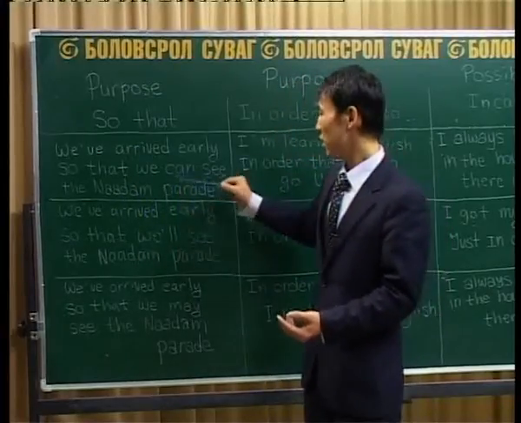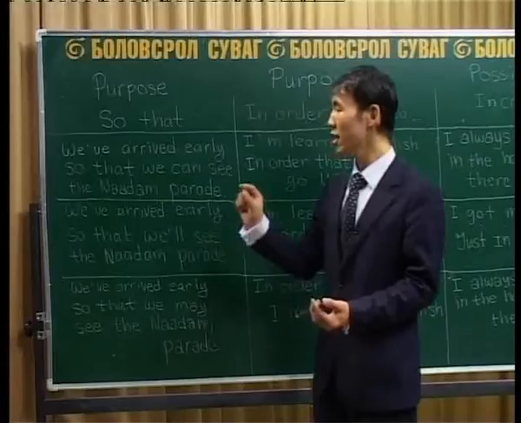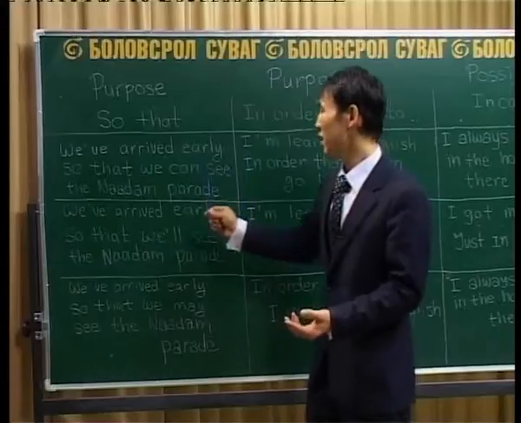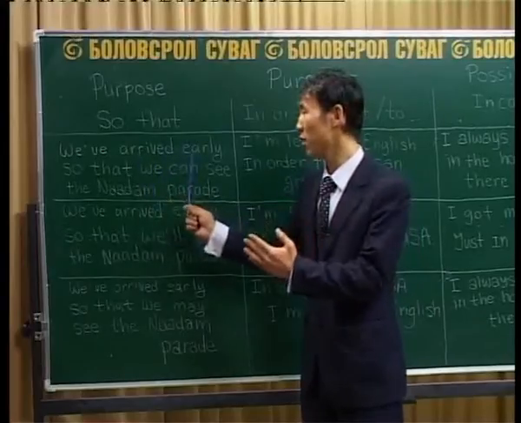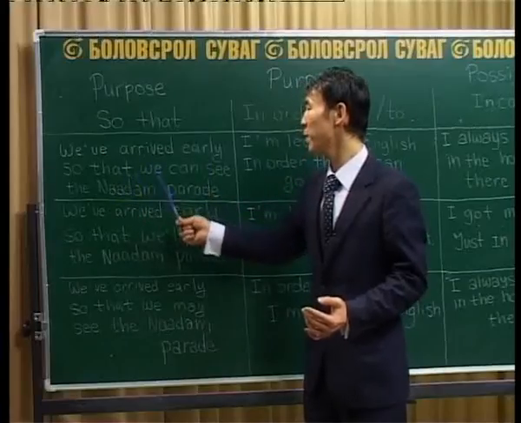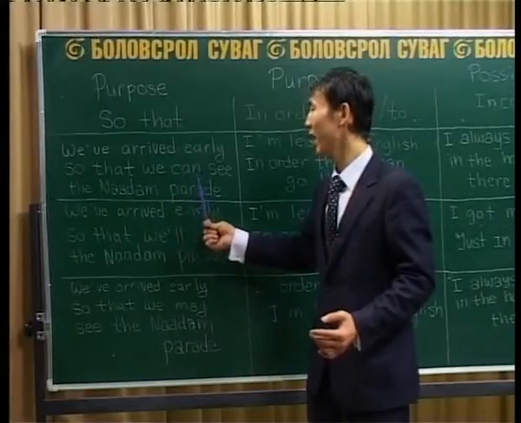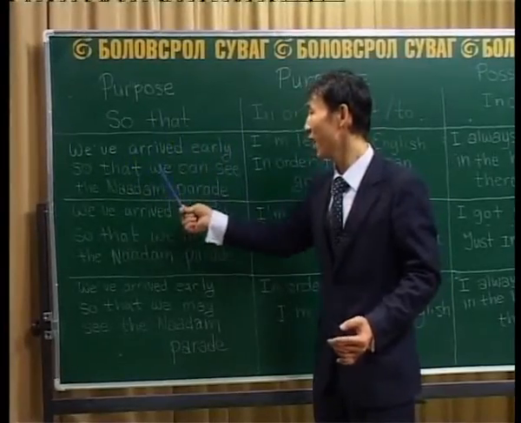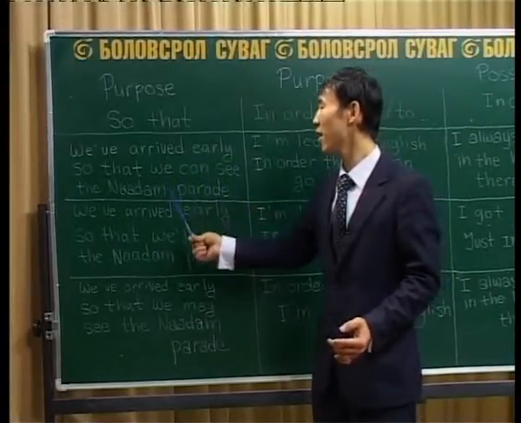This is the same sentence, 1, 2, 3, but a little bit different. Grammatically, this is different. Focus on the first sentence. We've arrived early so that we can. Remember this one, only this one: can. We arrived early so that we can see the Nodum parrot.